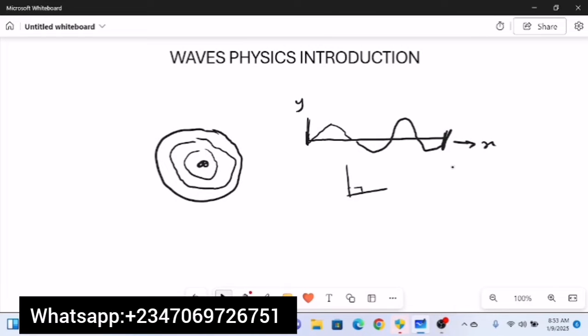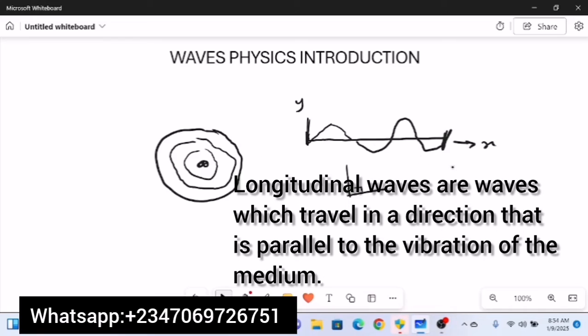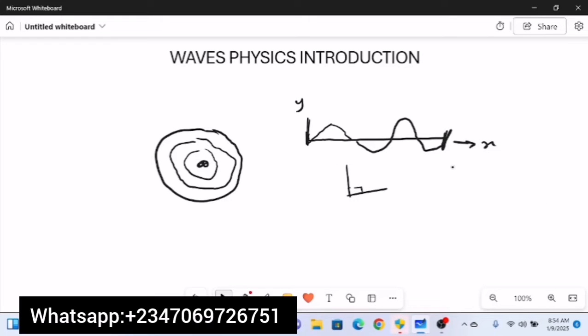Now the second class of wave is the longitudinal wave. Longitudinal waves are waves which travel in a direction parallel to the vibration of the medium. A good example of longitudinal waves can be seen in springs. So you have a spring, let's say we have a coil spring in this manner.